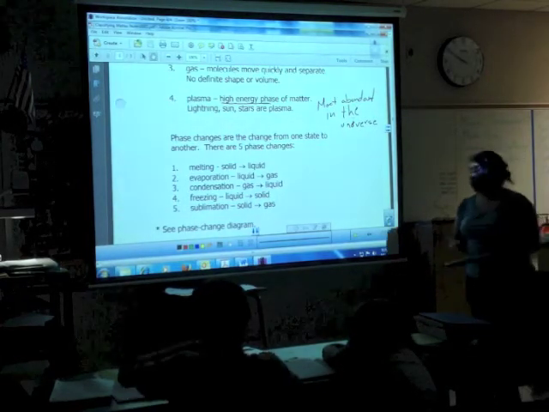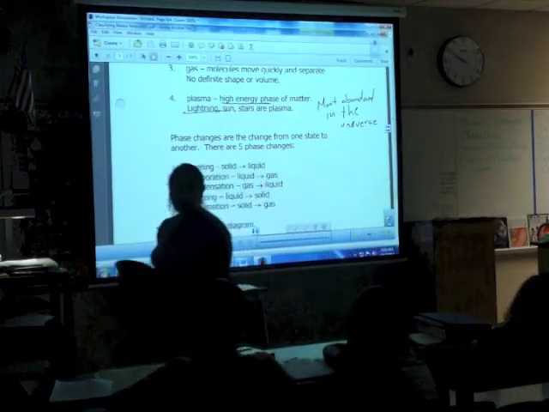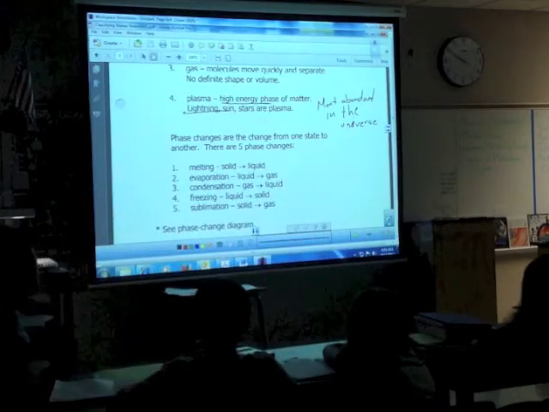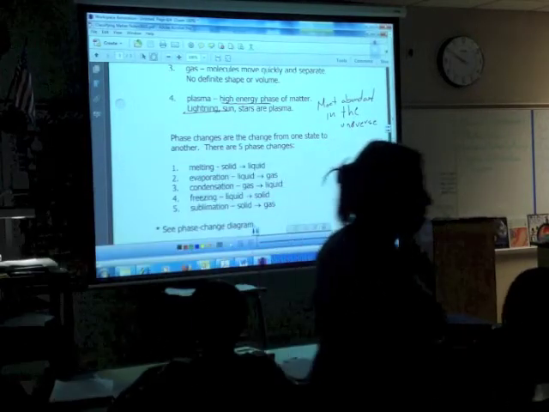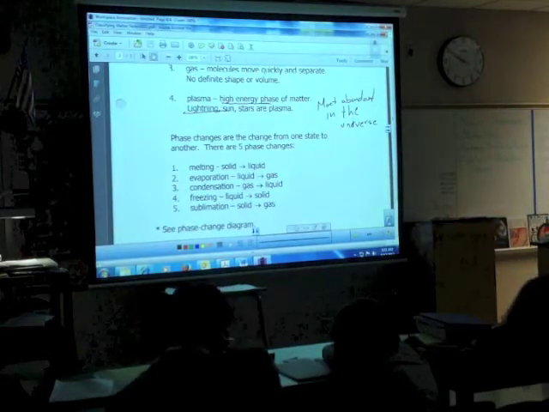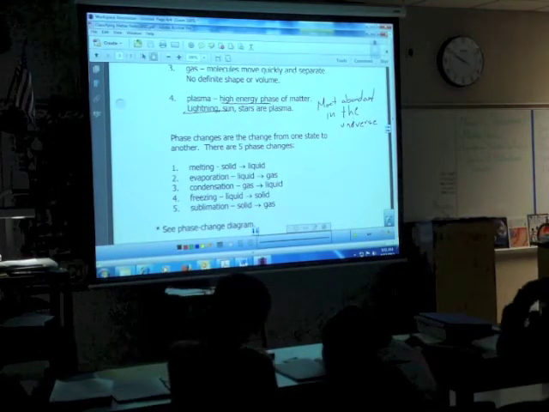And we here on Earth can find it in lightning. Lightning is made out of plasma because it is superheated air. So think, if I have, let's say we think of water, okay?